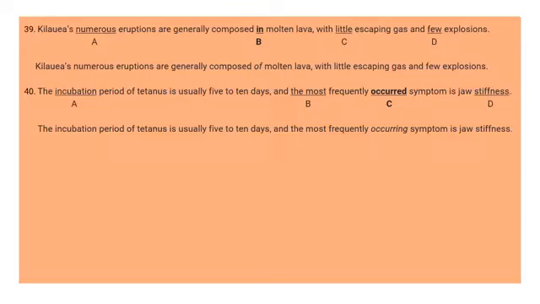Number 40. The incubation period of tetanus is usually 5 to 10 days, and the most frequently occurred symptom is jaw stiffness. The answer is C. Why I choose C? Because the use of ed and ing in adjective form is similar to the difference between active and passive. Occurred was doing the action and refers to the incubation period. It should be occur with ing, occurring. Therefore, the sentence should be: the incubation period of tetanus is usually 5 to 10 days, and the most frequently occurring symptom is jaw stiffness.